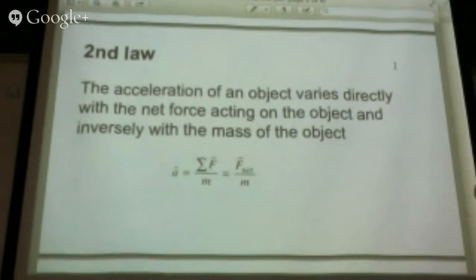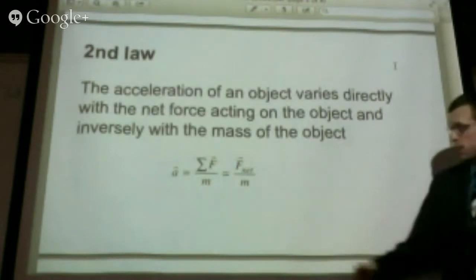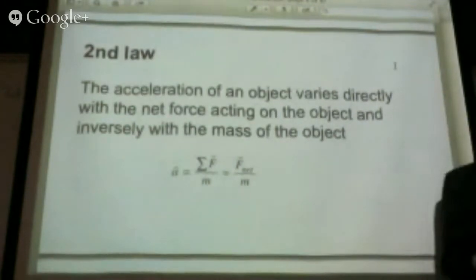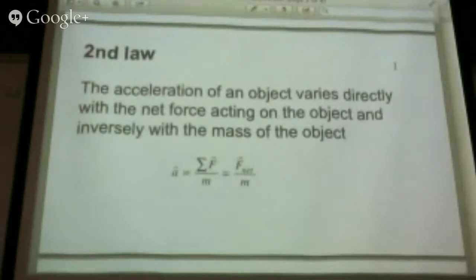But we also get this information about what if it's not 0? What if forces aren't balanced? Then what does it do? Well, it accelerates at a rate that's equal to how much of an imbalance we have in those forces, net force, the resultant force, the vector sum of our forces, divided by the mass of the object, or the mass of our system.